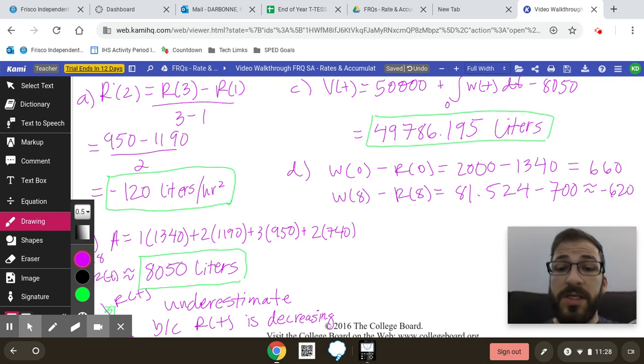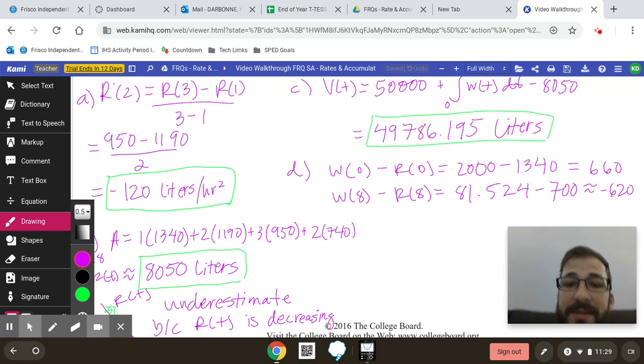All right, so at W of 0 minus R of 0, I got positive 660. At W of 8 minus R of 8, I got negative 620. So I'm going from positive to negative. So from 0 to 8, I have to go from a positive value down to a negative value. At some point, does W of t minus R of t have to equal 0? Yes, that's what IVT says.